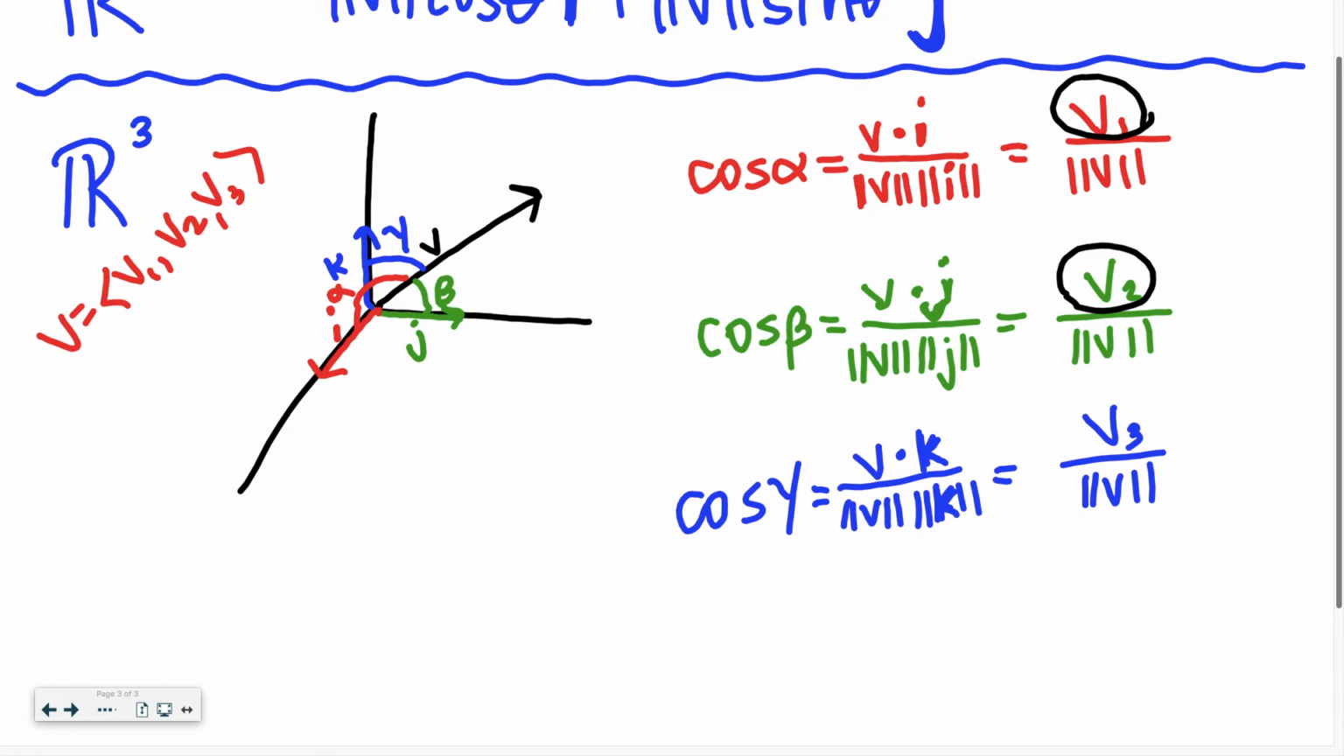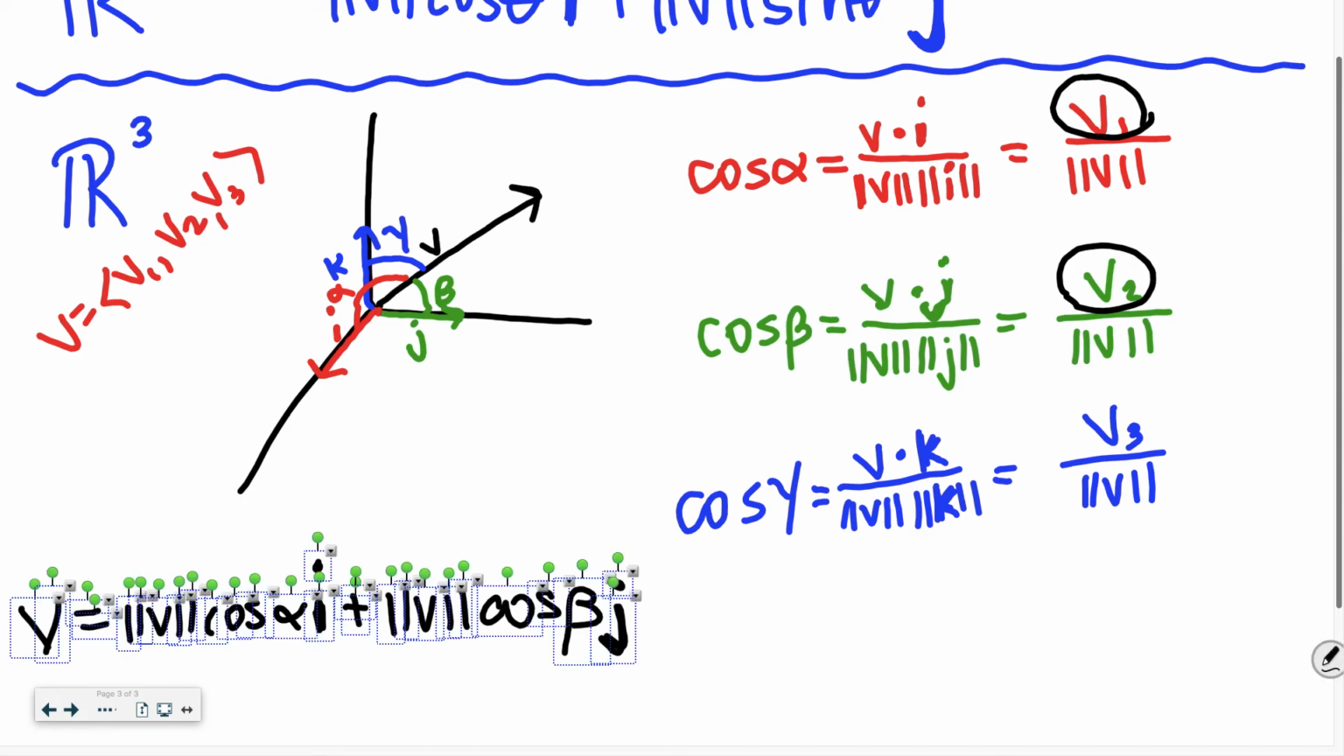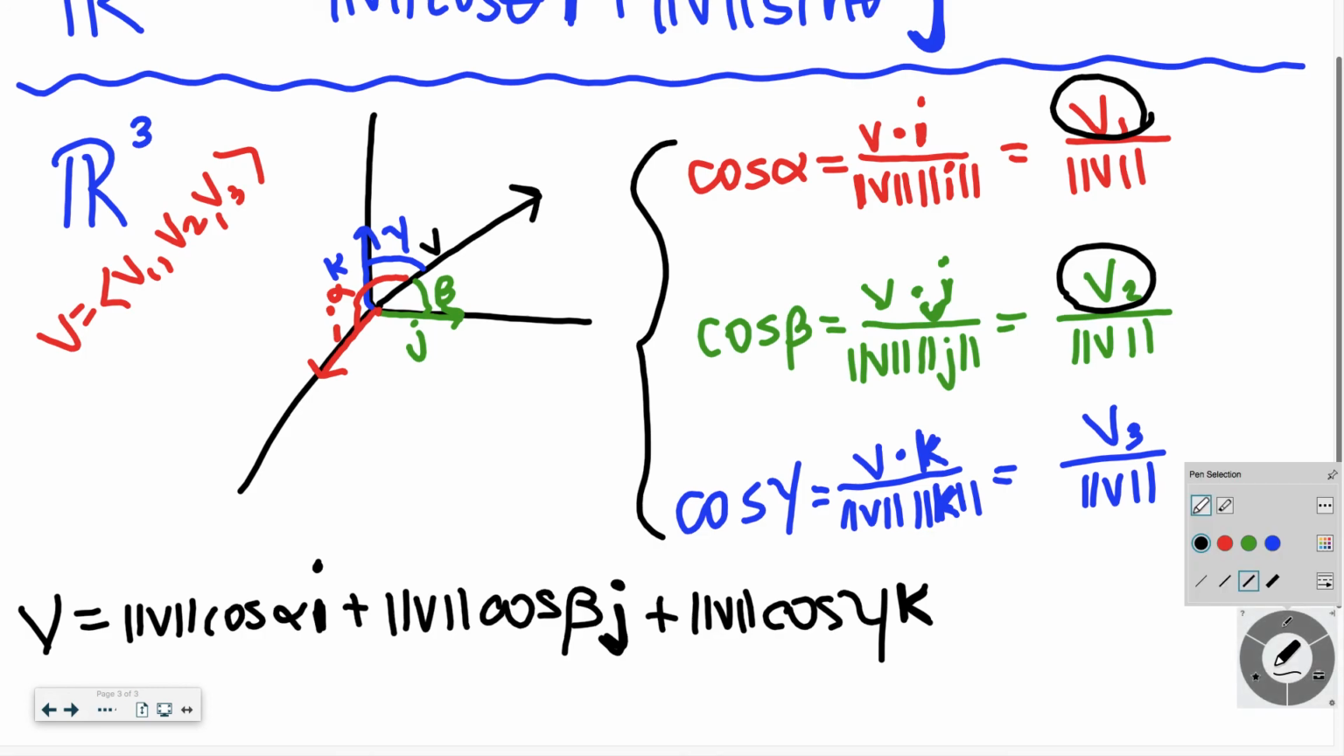So what we can write is that our vector V is magnitude times cosine alpha I plus magnitude times cosine theta J plus magnitude times cosine gamma K. Now what these are called right here, these are called the directional cosines.